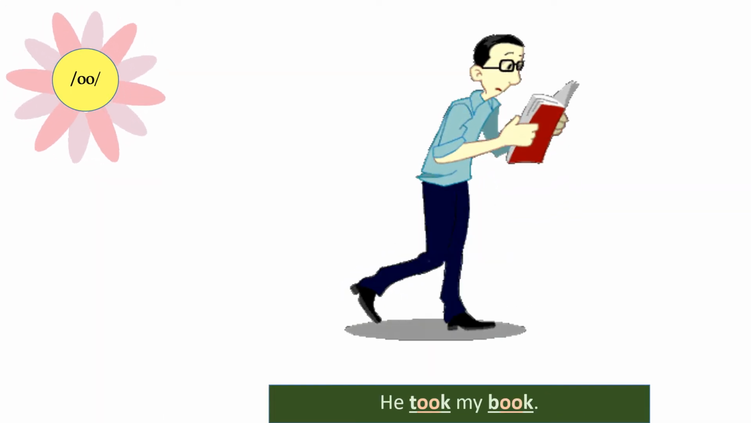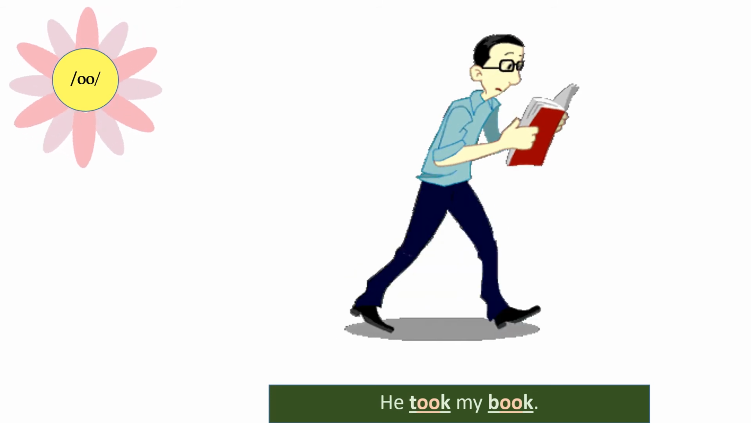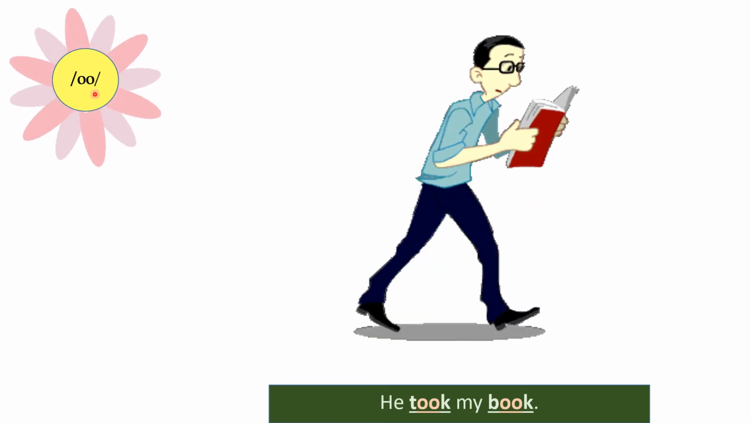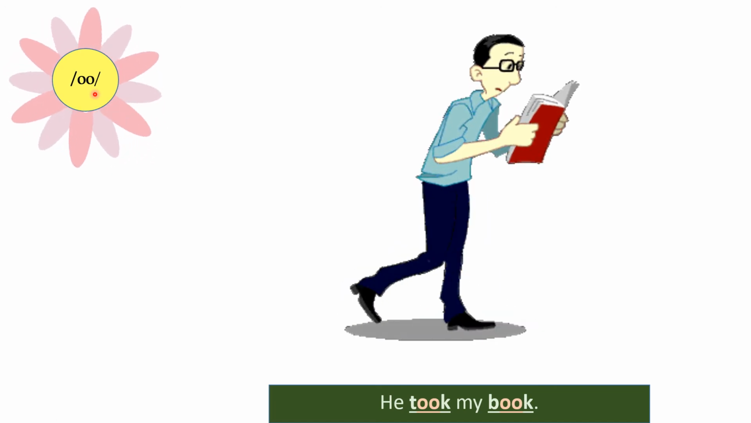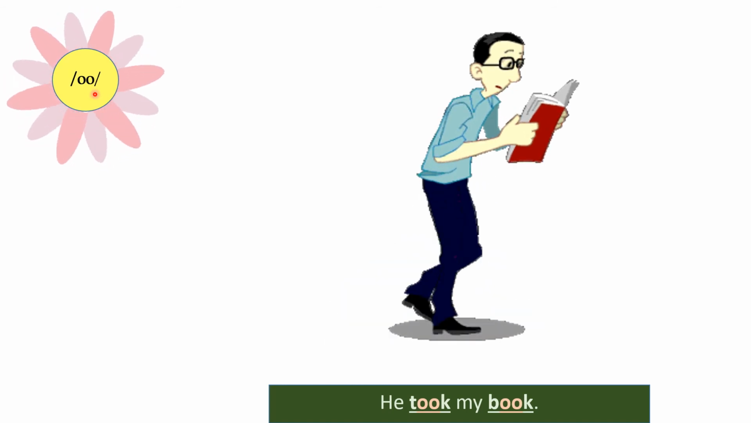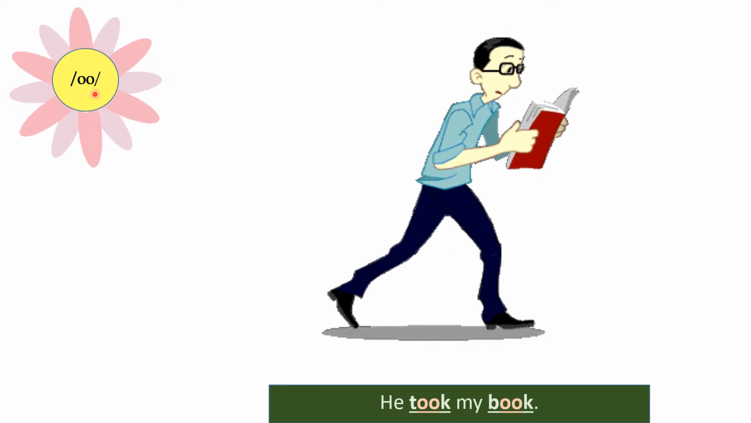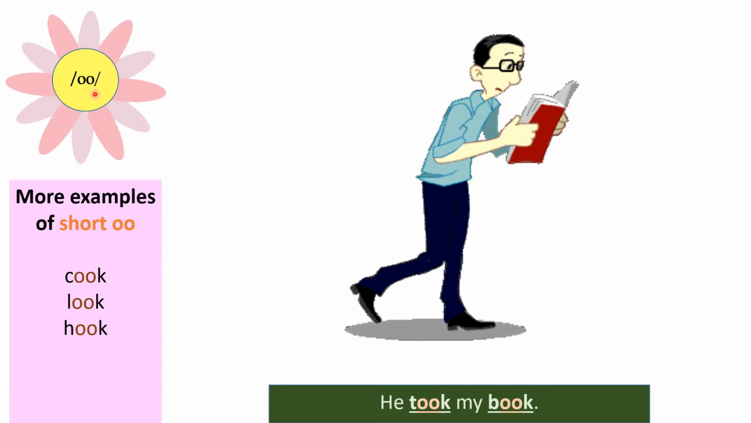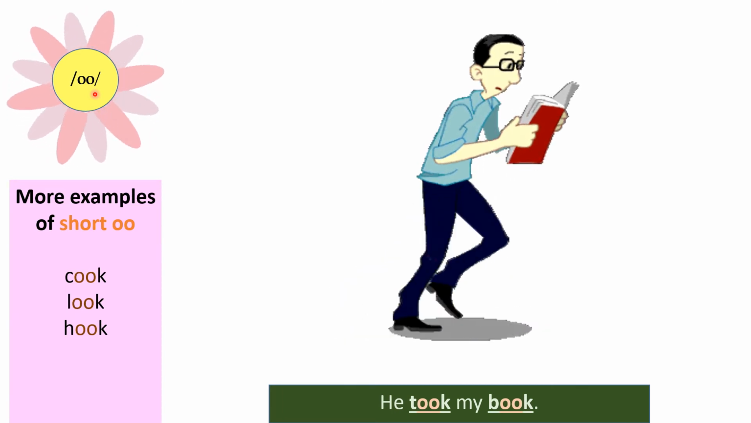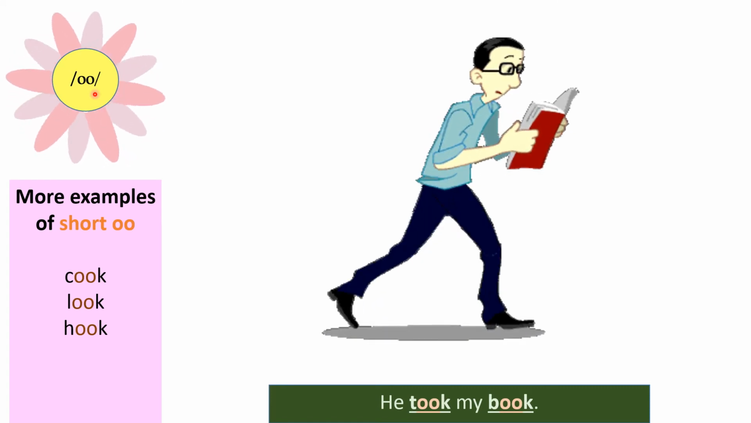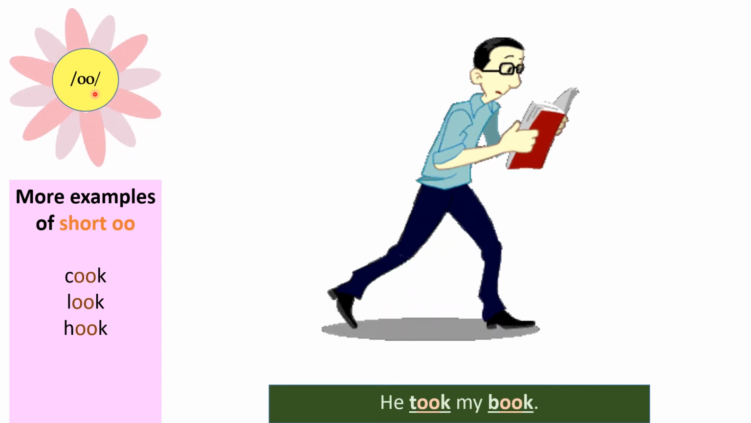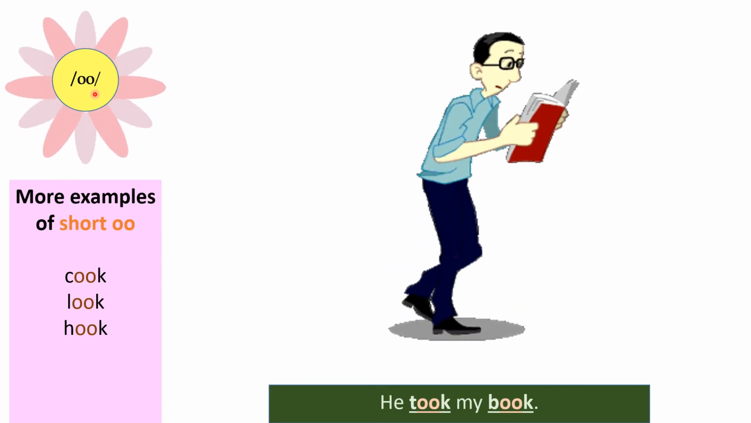We are now in the short OO sound with this symbol. Now, the letter group with OO that ends with K is mostly pronounced with short OO, as in the words cook, look, and hook. Again, the similarity of these words, why they are pronounced as short OO, is that they end with the letters O, O, and K.